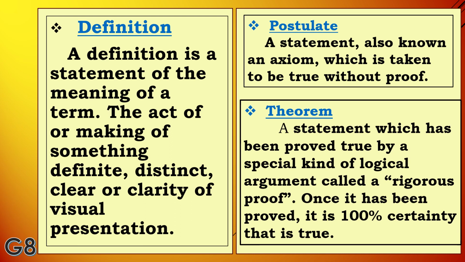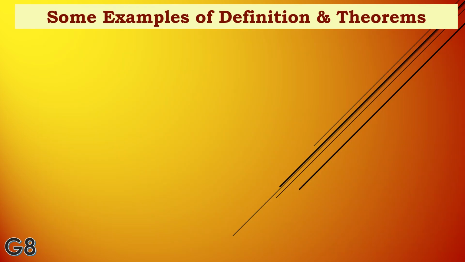And when we say theorem, it is a statement which has been proved true by a special kind of logical argument called a rigorous proof. Once it has been proved, it is 100% certain that it is true. Now here are some examples of definitions and theorems.